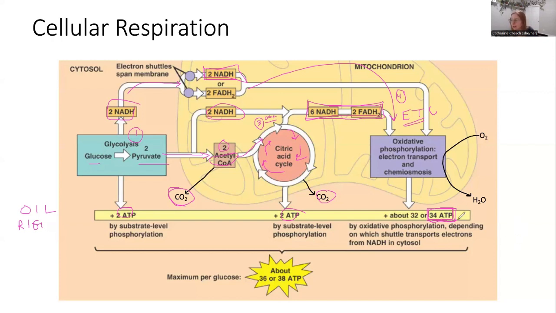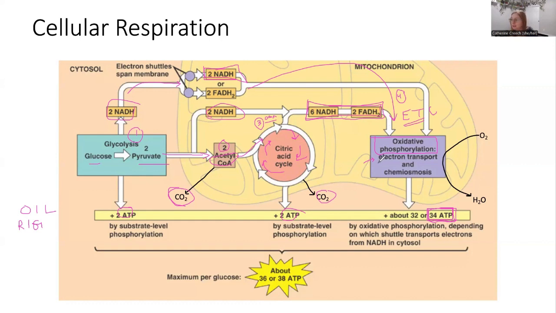How are we going to make that ATP? We're going to use oxidative phosphorylation. That is the process of using an enzyme called ATP synthase. To synthesize something is to make it. We are making ATP. ATP synthase makes ATP. The electron transport chain is going to set everything up that we need to use ATP synthase.